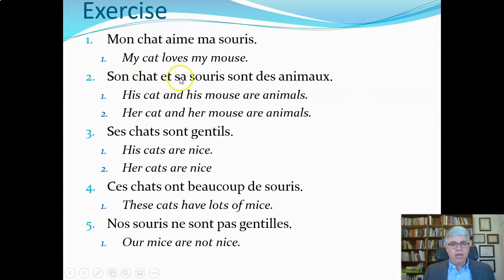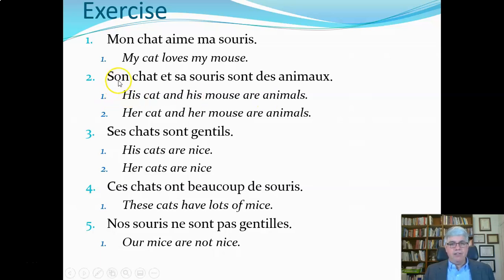Now we have son chat et sa souris sont des animaux. So we've got his cat or her cat and his mouse or her mouse, sont, that's are, the plural of être, des animaux, so that's the plural of the indefinite article. So we would translate that his cat and his mouse are animals, or her cat and her mouse are animals. Or we could maybe even translate this as his cat and his mouse are some animals. That would be fairly rare that you'd want to do something like that.